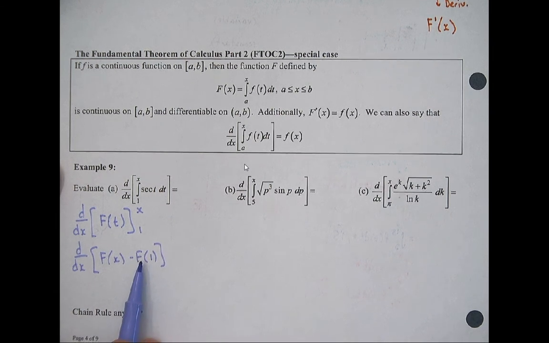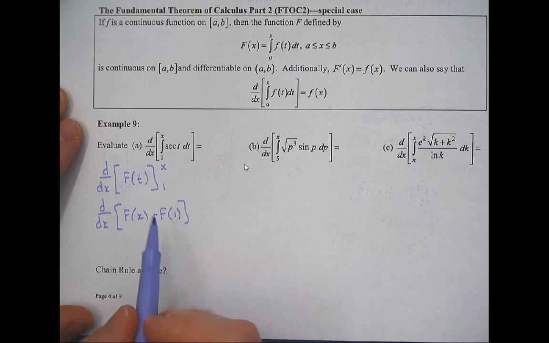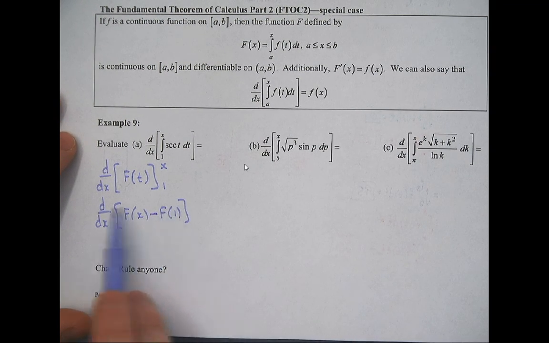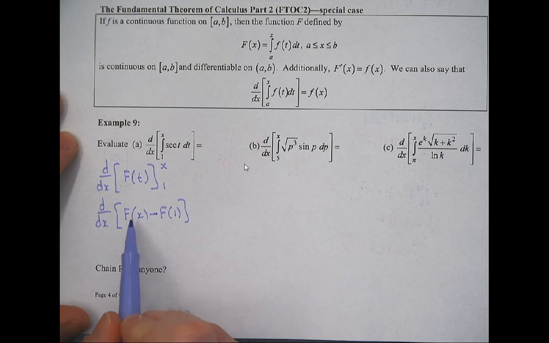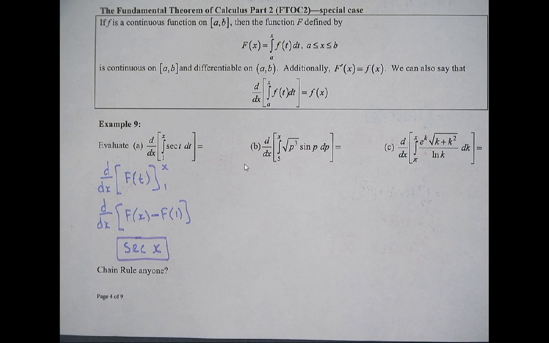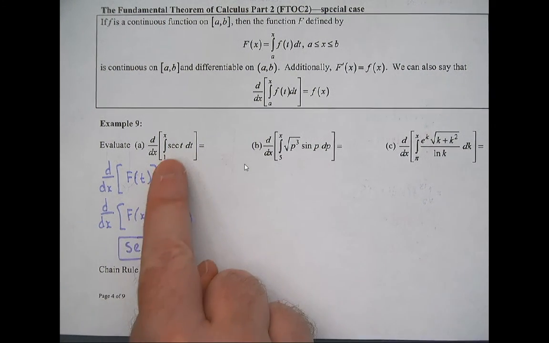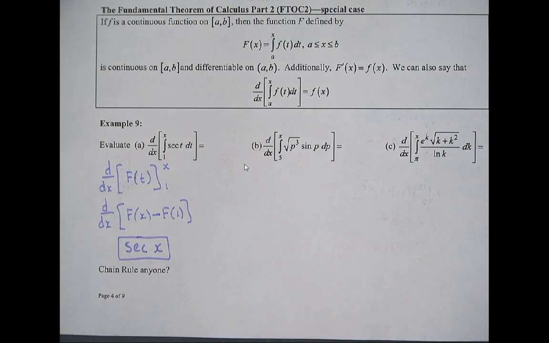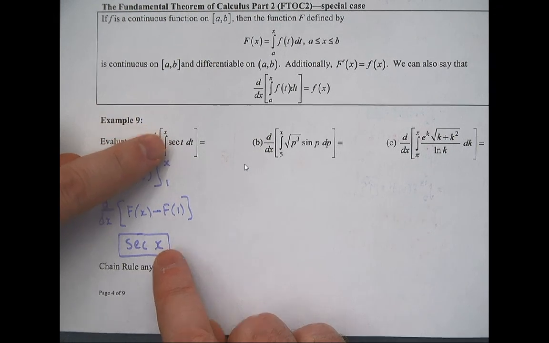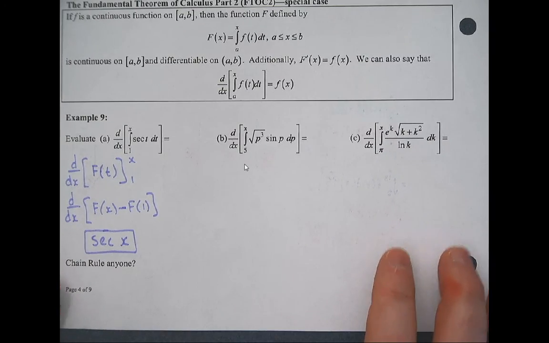Whatever this function is, I don't know what it is, but when I plug 1 into it, I'm going to get some sort of result. So this is some constant. So now when I derive this thing, I'm going to end up with just f of x, or in other words, secant of x. When I derive this, it's going to turn back into little f, which was secant. So as long as I'm going from a constant to x, I can just rewrite the function with x's in there.